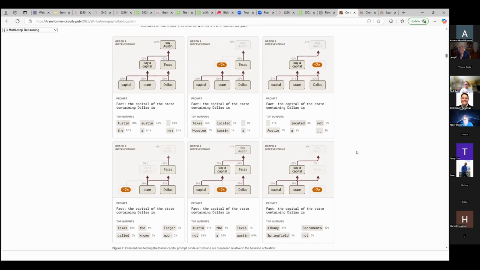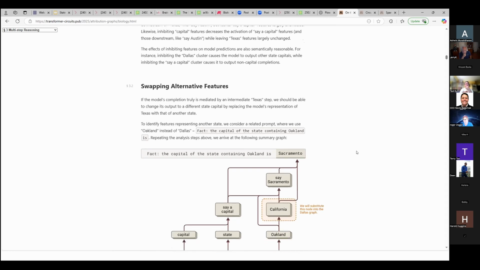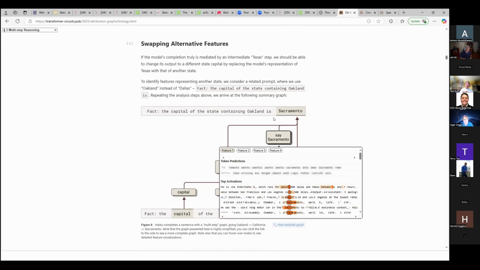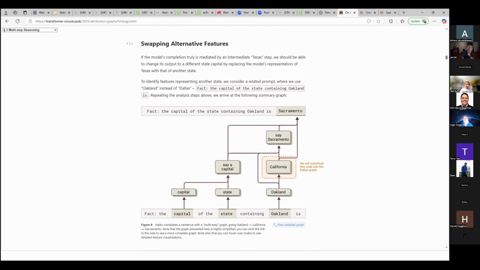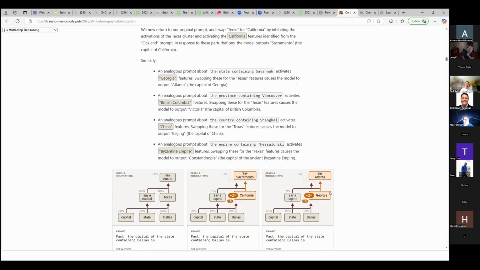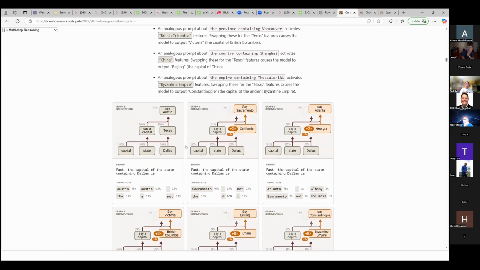All right. So what else could we do? We could swap it out. So we could say, based on a whole bunch of sentences, like facts the capital of the state containing Oakland is, we're able to isolate what are the California features that are very similar to the Texas features that we found. Okay? So what if we then take this Texas set of features, we wipe it out by a -2x, and we replace it with the California features we found from other sentences.